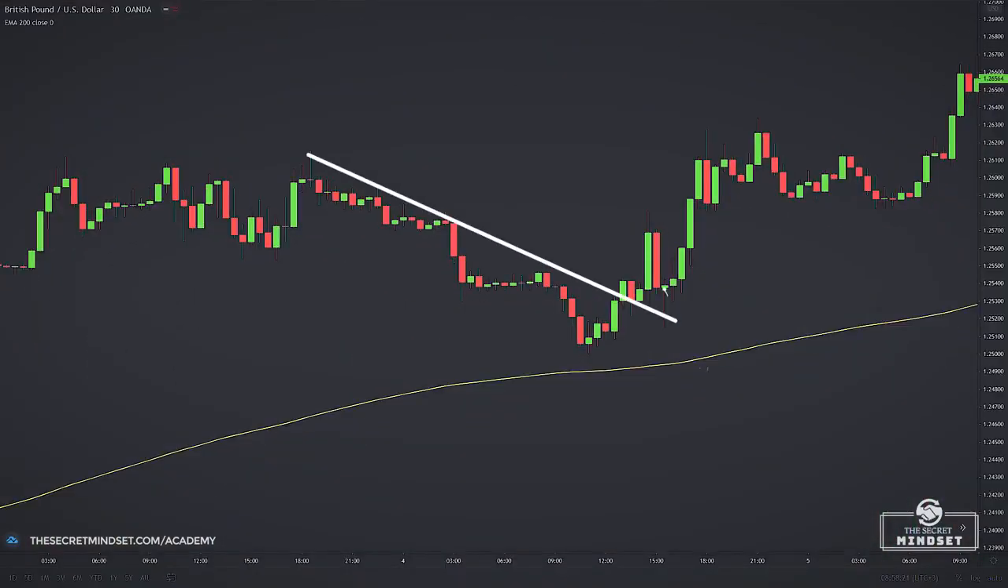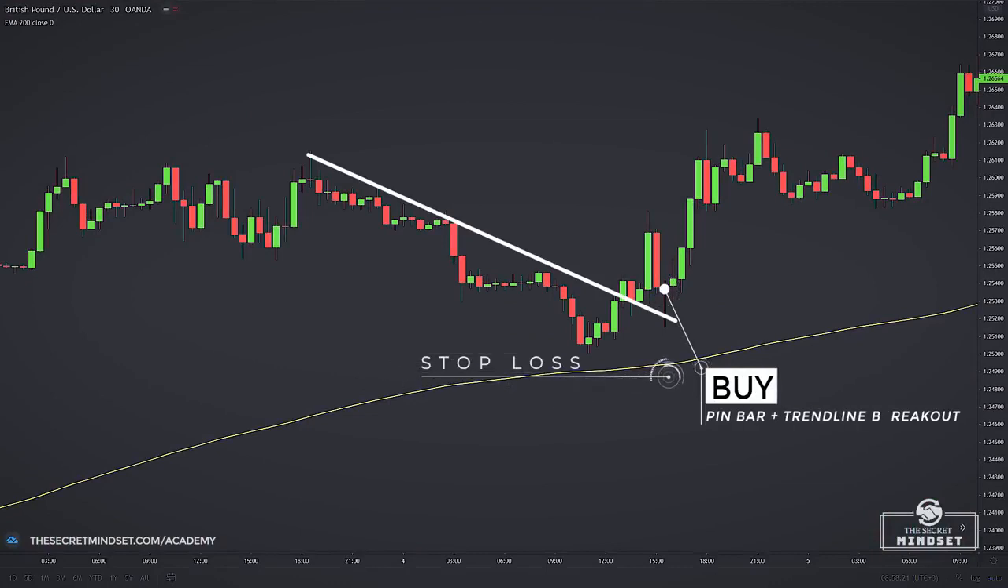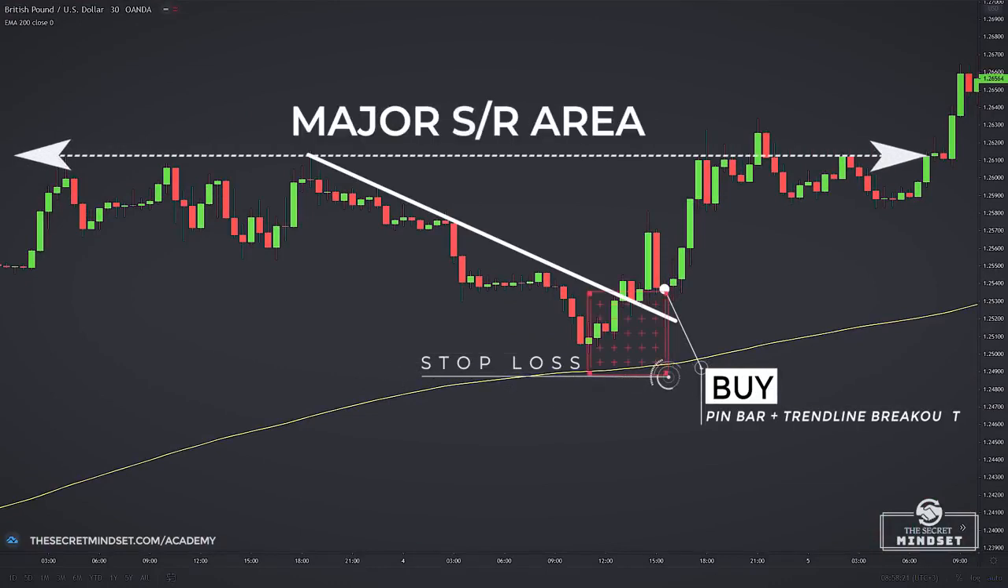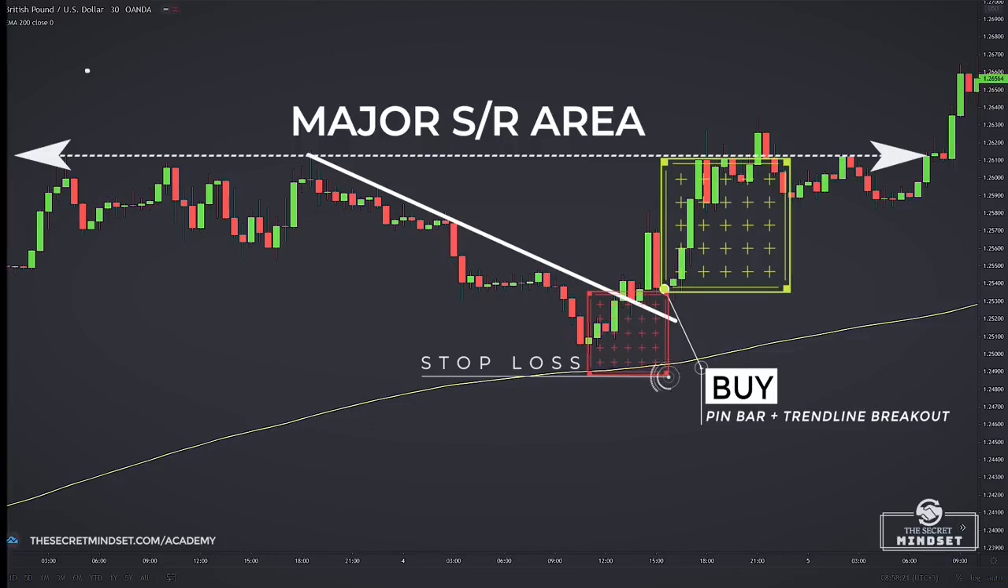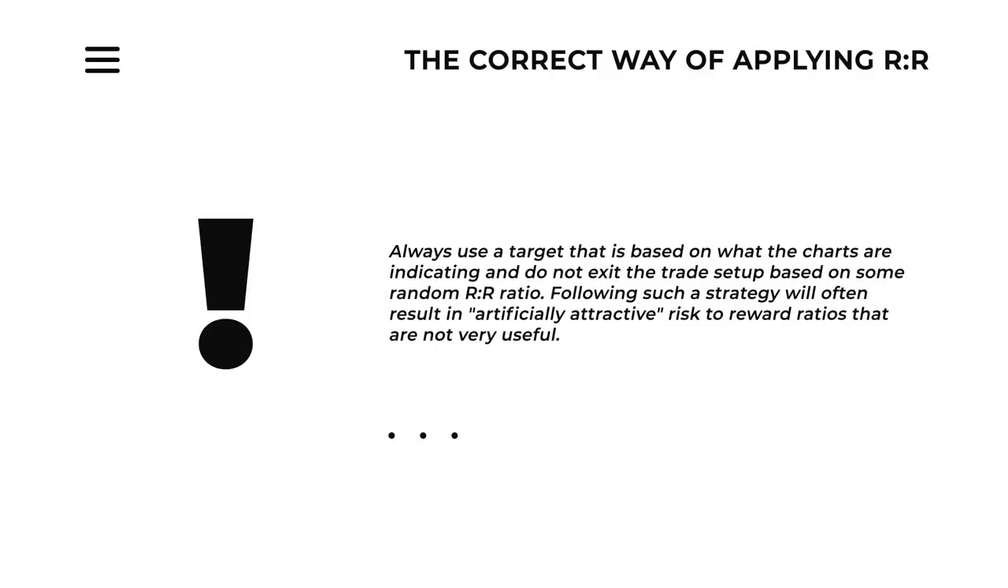The advantage here is a more realistic risk-to-reward ratio that accounts for a trader's own expectations of the outcome of the trade. However, on the flip side, it also requires sound judgment from the trader. For newer traders, this can be hard to achieve, as every trade taken is normally expected to perform very well, mainly as a result of emotions rather than concrete evidence driven from prevailing market conditions. For these traders, following such a strategy will often result in artificially attractive risk-to-reward ratios that are not very useful.